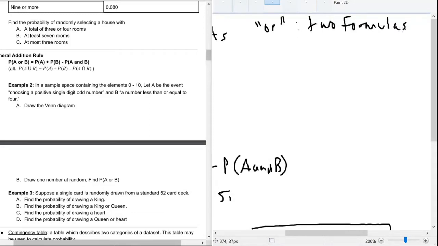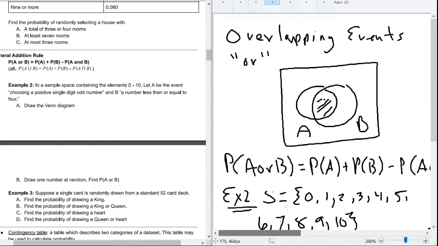The first formula was when the two events were disjoint. Kind of imagine a Venn diagram with disjoint circles, right? The second formula is this new one now. If you have an overlap, then we're supposed to use this formula right here.